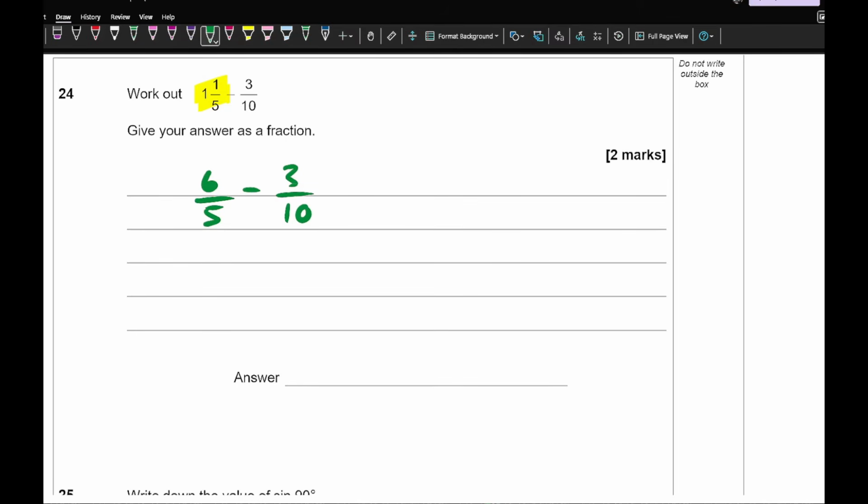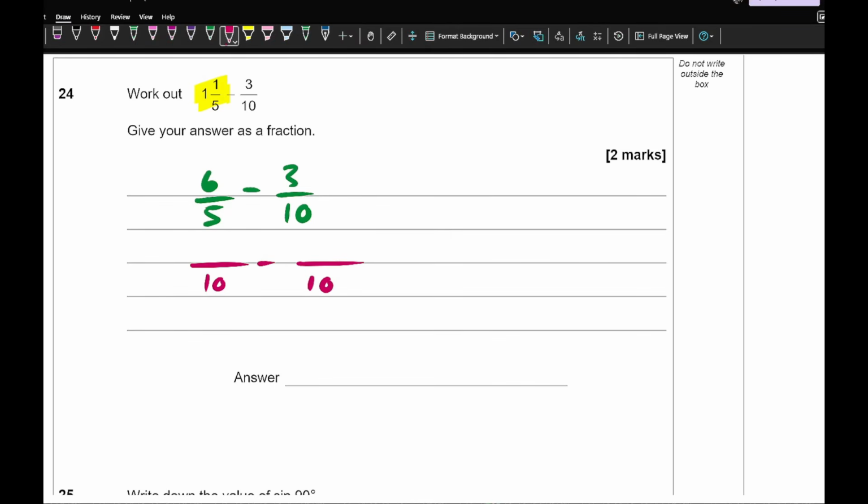Now when we're subtracting, we want to make the denominators the same, so you think of the smallest number that appears in the 5 times table and the 10 times table, which is going to be 10. Other numbers do exist, so any number in the 5 times table and also in the 10 times table will be an absolutely fine denominator.